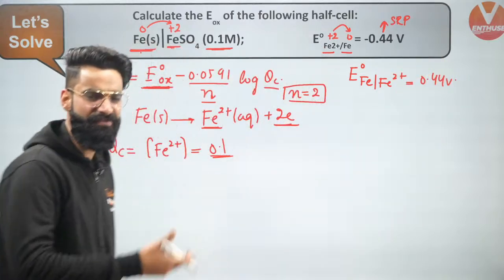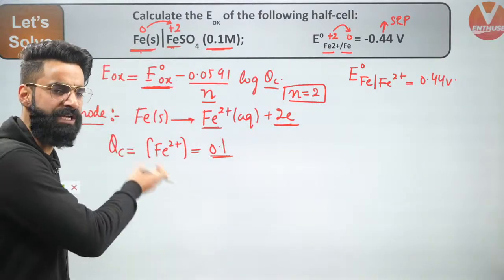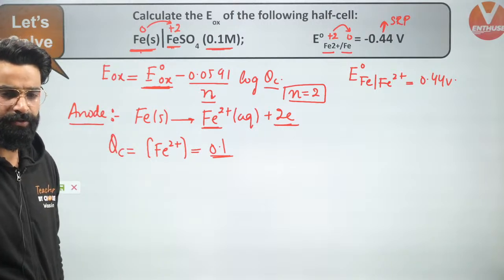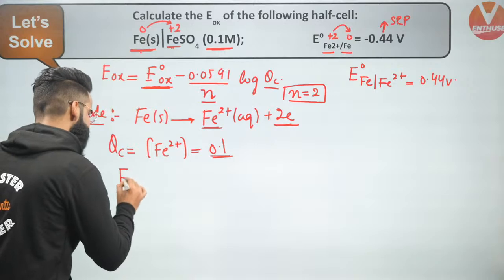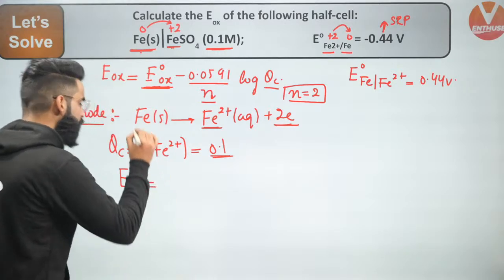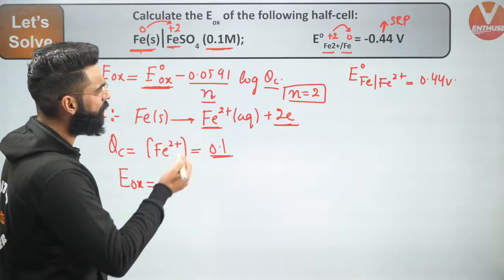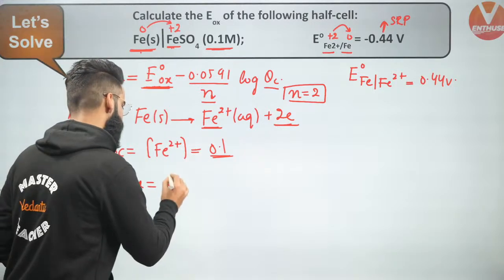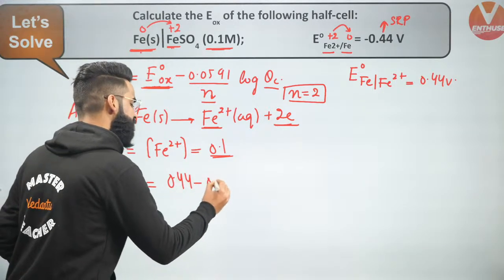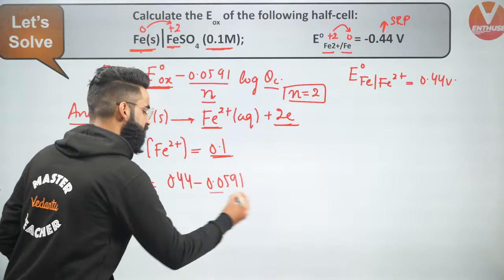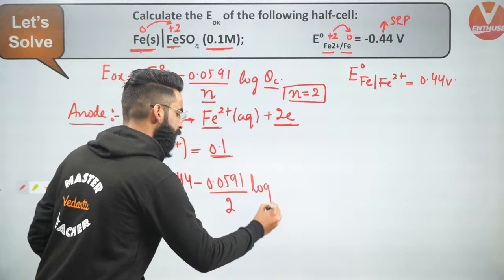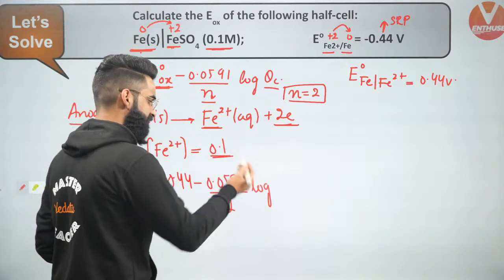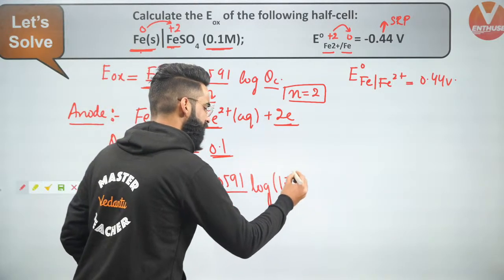Yes, I got everything. I need to put all these values into the Nernst equation, and I'll be getting the value. Very simple. So people, I can say something like this: oxidation potential of the electrode will be equal to standard oxidation potential of the electrode, which is 0.44 volts, minus 0.0591 divided by N. What is the value of N right here? Value of N right here is 2, and it's going to be log of QC. QC value I got to know as 0.1, which is simply 10 power minus 1.